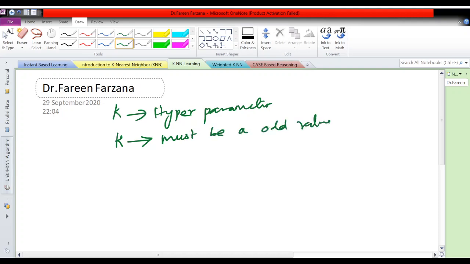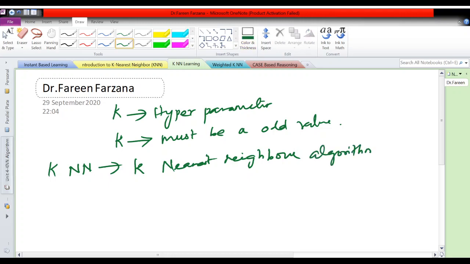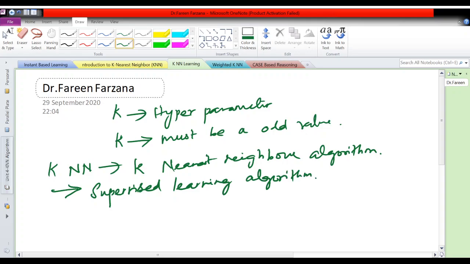So what is this K? What is the function of K and what is a KNN learning algorithm? You have to be very clear. K nearest neighbor is the name. K nearest neighbor algorithm. So this is a supervised learning algorithm. So what is this K? K is a hyperparameter, I said.